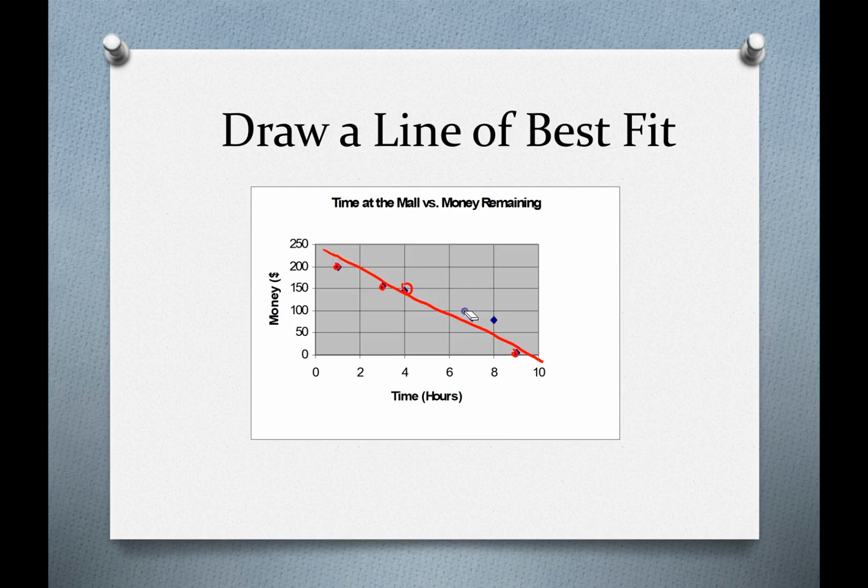And notice that this has a negative slope, and that's because there's a negative correlation. As your time at the mall goes up, your money remaining in your pocket goes down. So that is a negative slope or a negative correlation.